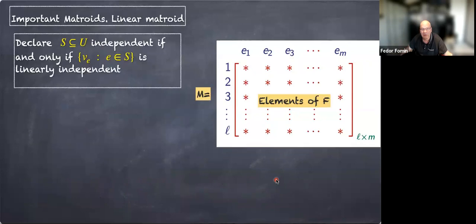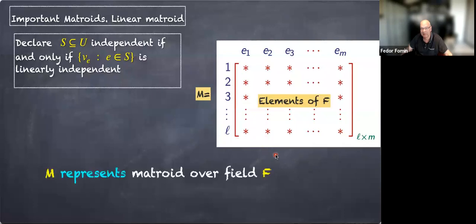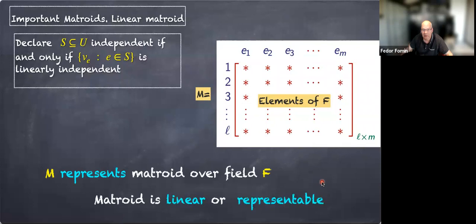These are called linear matroids. So this is a matroid which can be represented over some finite field. When we have this matrix of vectors, we say that M represents the matroid over field F. And if a matroid can be represented over some field, then this matroid is called linear or representable.